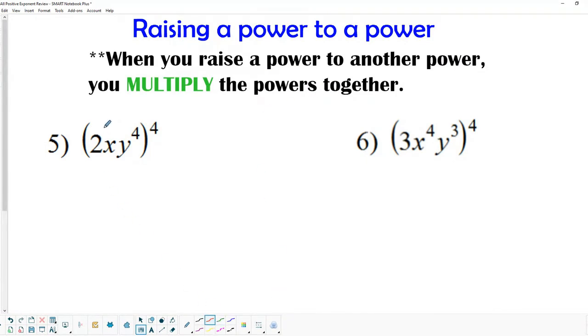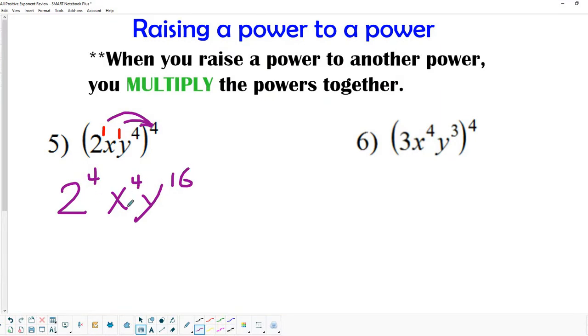So in this case, we have a power of 1 on the 2 and a power of 1 on the x and a power of 4 on the y. So we need to multiply this 4 by each of these powers on the inside. So that's going to result in 2 to the 1 times 4, which is 4. X to the 1 times 4, which is 4. And y to the 4 times 4, which is 16.